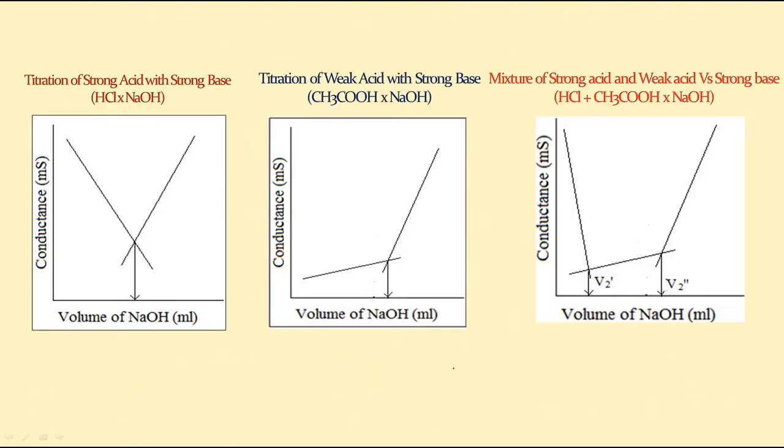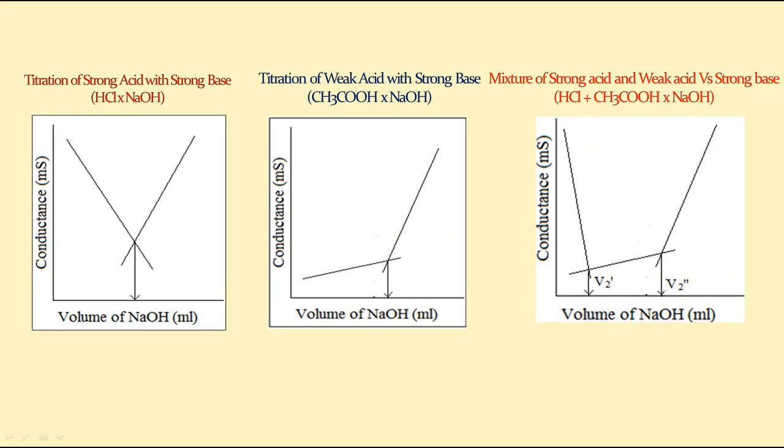Now, let me revise the pattern of the graphs we get in this titration. The first titration, for strong acid versus strong base, we get a V-shaped graph in which initially the conductance is very high. It decreases with the addition of sodium hydroxide. Beyond the equivalence point, again, it increases. Whereas for weak acid, initially the conductance is very low due to the feebly ionized acetic acid, and it increases gradually with the addition of sodium hydroxide. Again, beyond the equivalence point, there is a clear increase in the conductivity value.